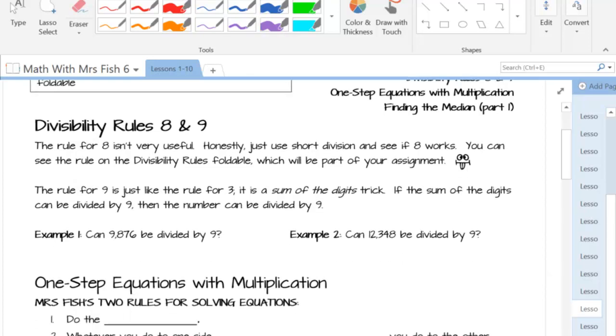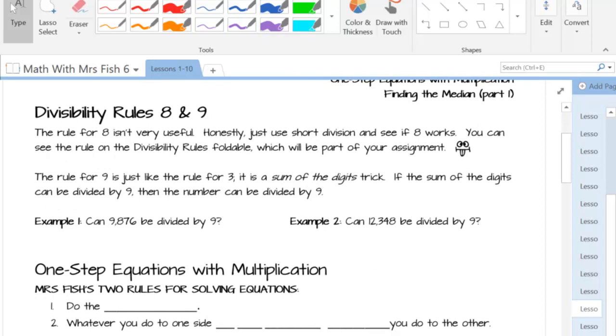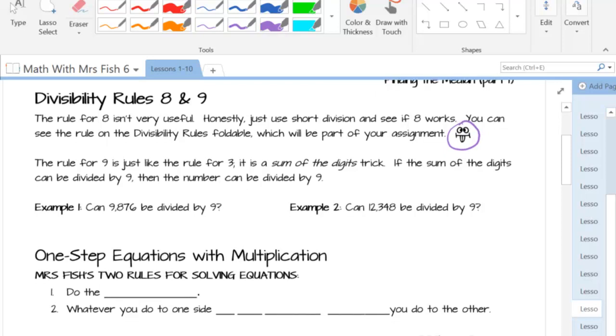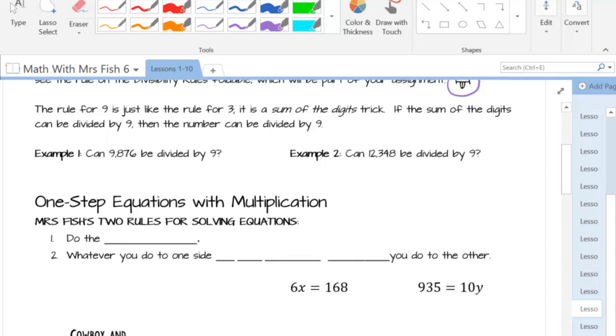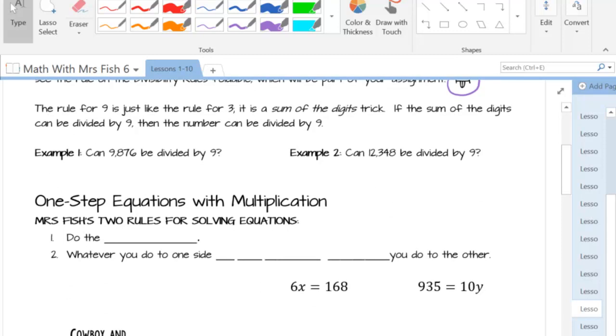But enough on that. It's kind of funny here. The divisibility rules for 8 and 9. You can see the rule for 8 actually isn't terribly useful. Honestly, just use short division and see if 8 works. But if you're super interested, you can see the rule on the divisibility rules foldable, which will be a part of your assignment. And yeah, I know, students like when they think about their work. No, actually, I think most of the times my students get excited about their work because they feel empowered. They feel like they can do it.